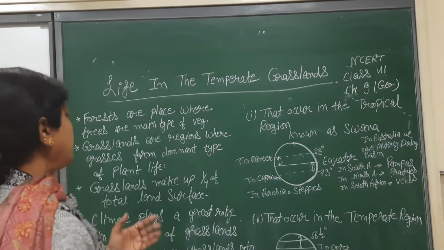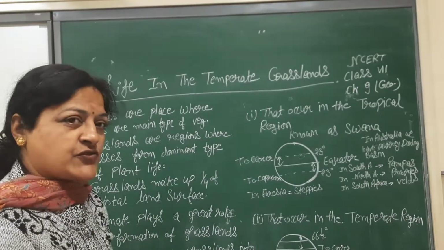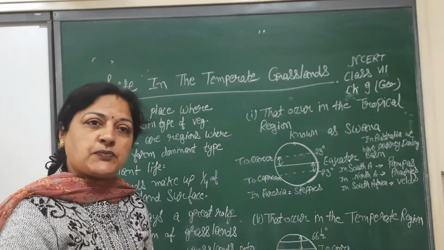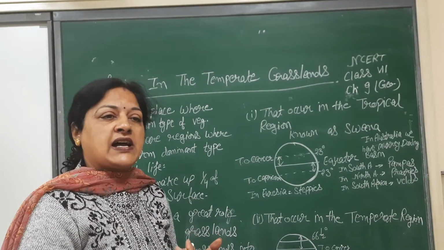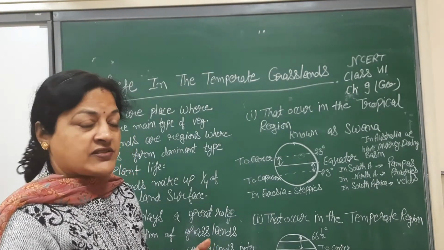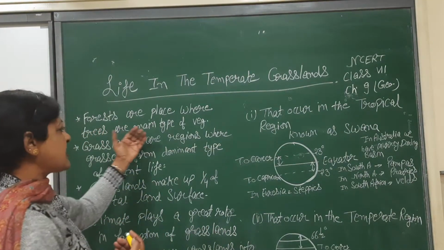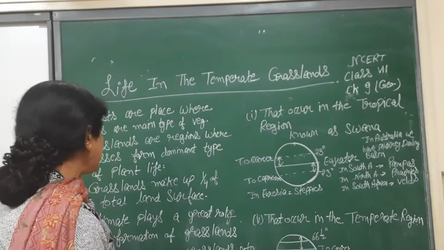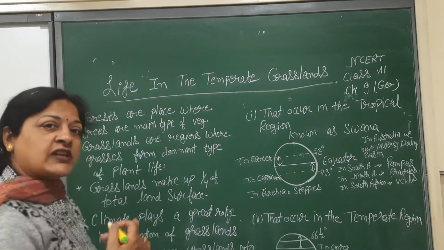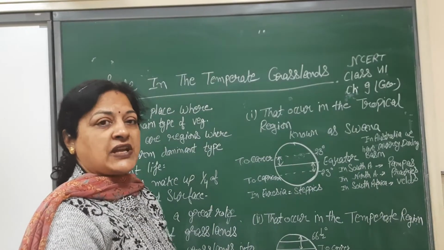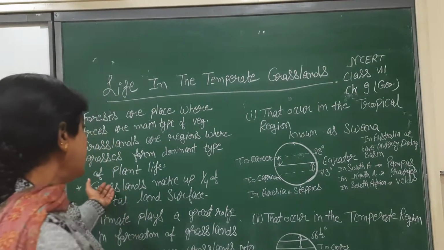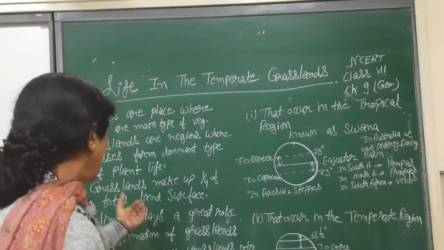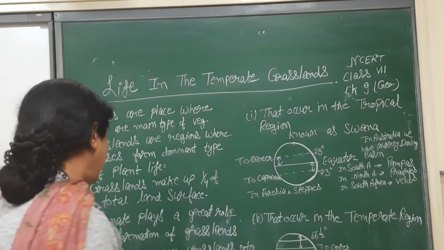We know that forests are the places where trees are the main type of vegetation. Just like that, grasslands are the regions where grasses form the dominant type of plant life. Grasslands make up 1/4 of the total land surface.